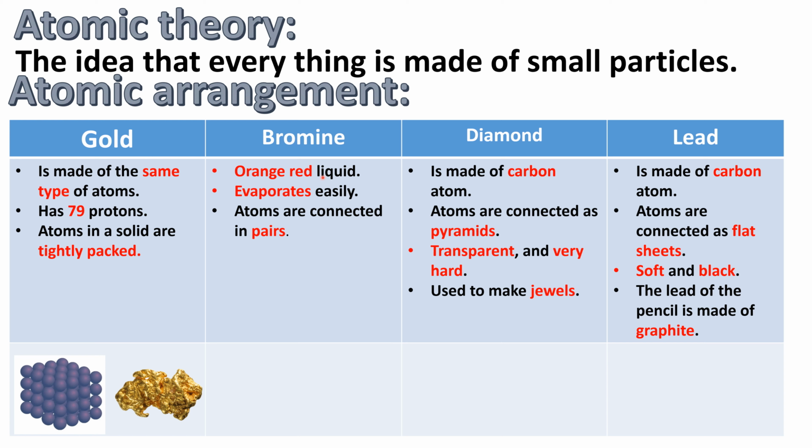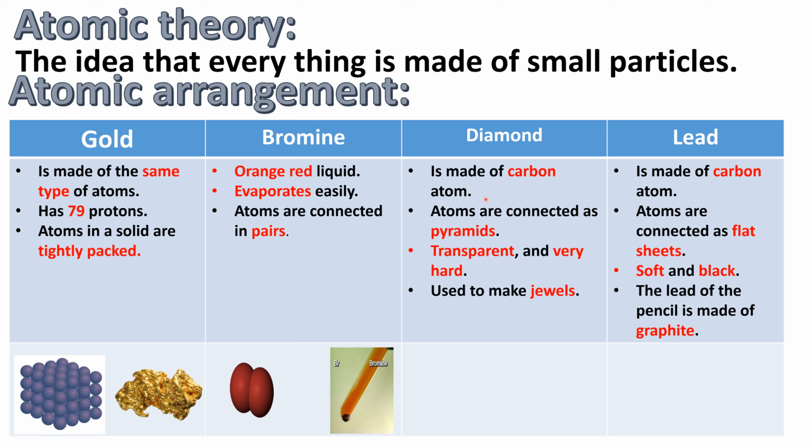Bromine is an orange-red liquid that evaporates easily. Atoms are connected in pairs. Here is bromine, an orange-red liquid, and its atoms are connected in pairs.